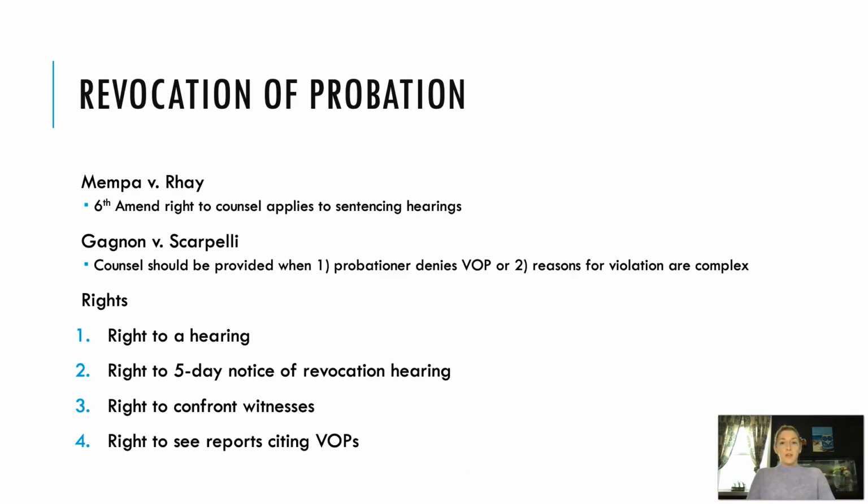So when we revoke probation, youth have a few rights. They have the right to have a hearing, a right to a 5-day notice of that revocation hearing being scheduled, the right to confront any witnesses, and the right to see reports citing the violation. I did have a youth who did this. He contested his violations. His violations were that he was not going to school. I believe we had 2 dirty drug screens on him, and he was failing to participate with a program. So, he violated his probation. I gave him a couple chances before we did this, but he wasn't amenable to anything that I tried to put in place.